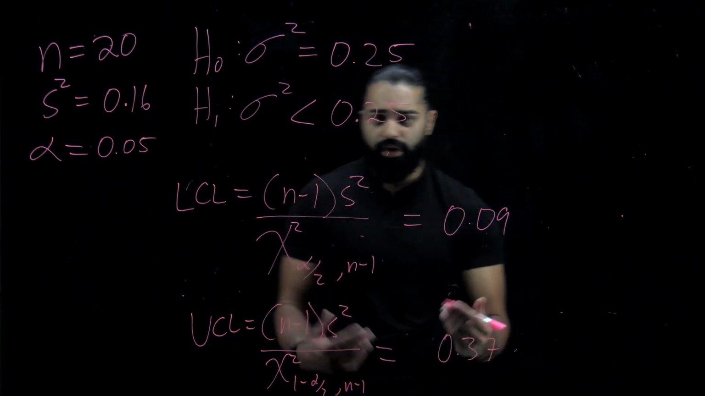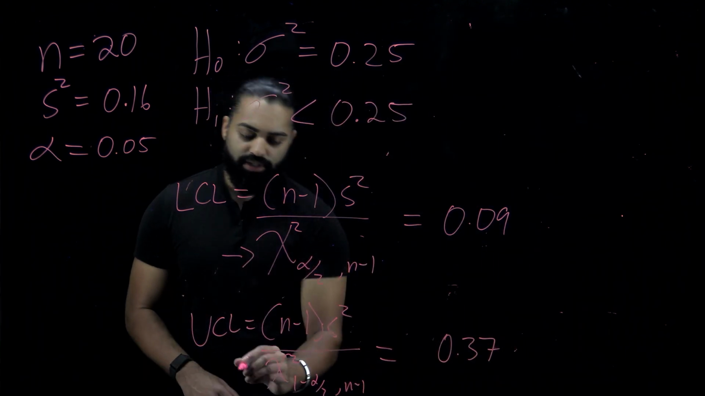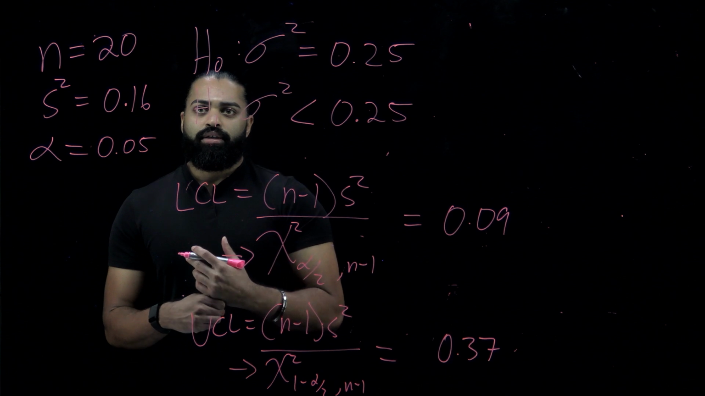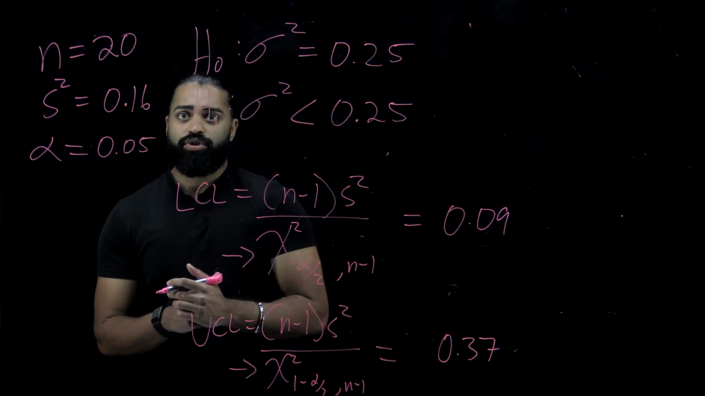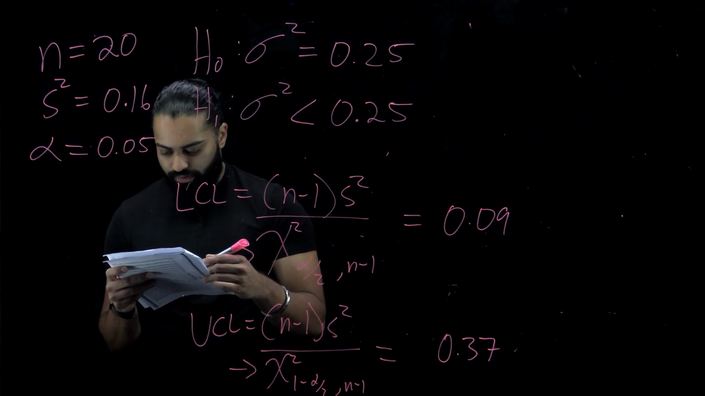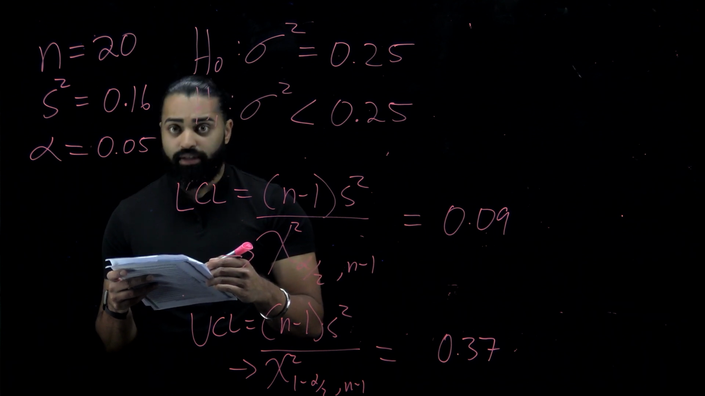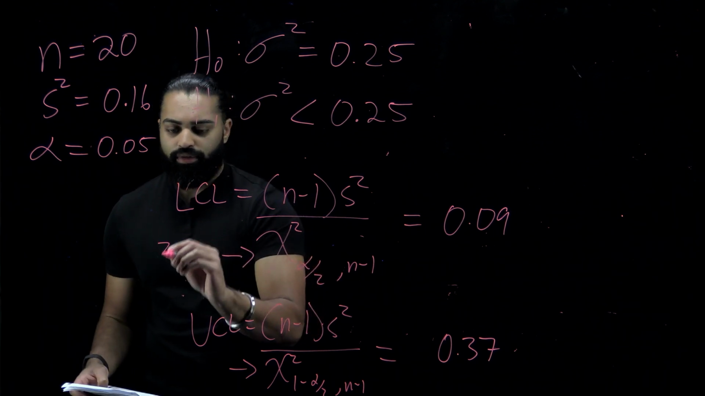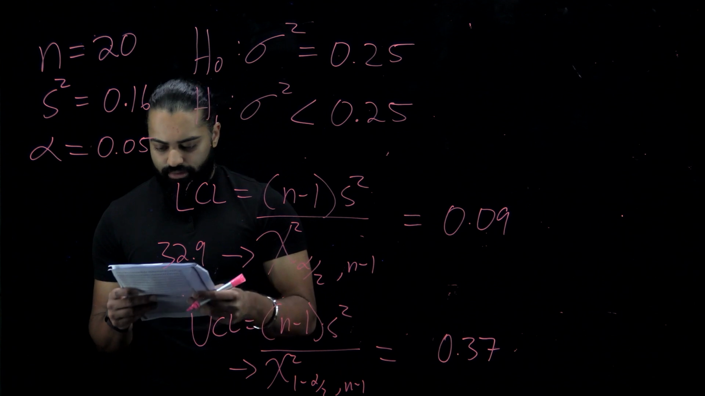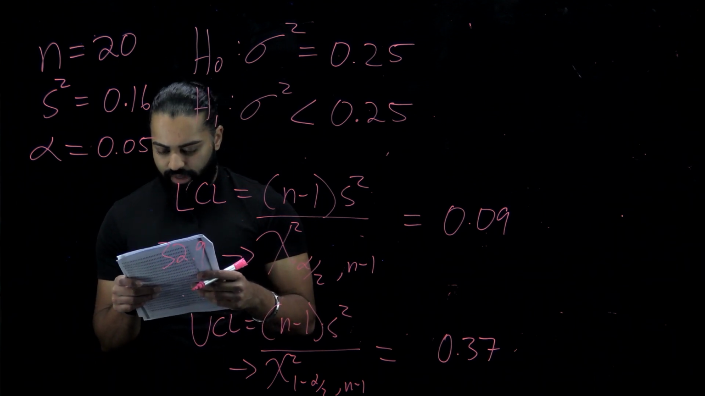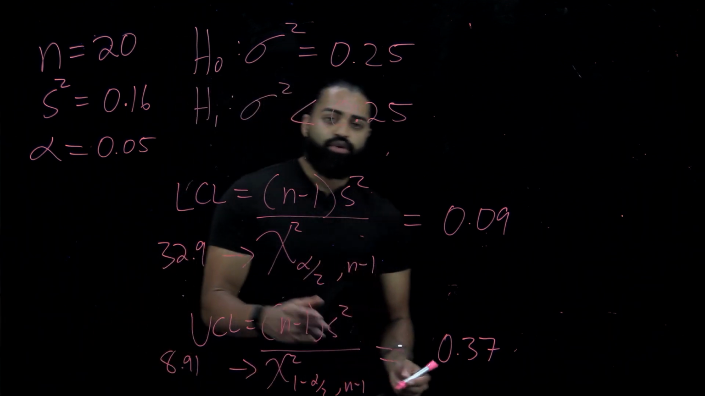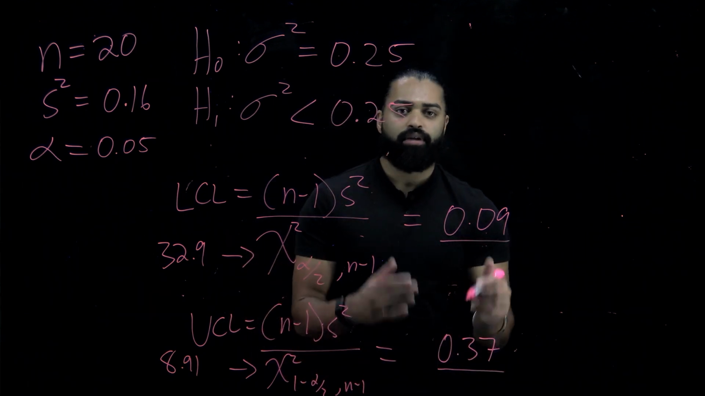So the toughest part about this LCL and UCL is finding the critical values. So for the LCL, you should get, let me just do the math real quick, 0.025, and you go down to 19, so you should get 32.9, and then 1 minus 0.025 would be 0.975. You should get 8.91. Now, if you don't get these exact values, do not worry. As long as you're in the ballpark, you're good to go.